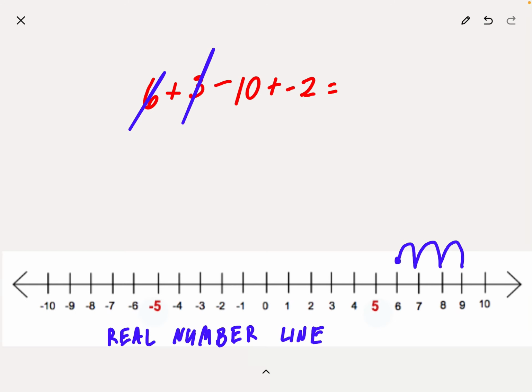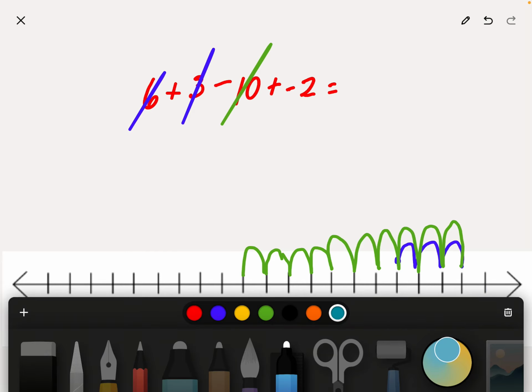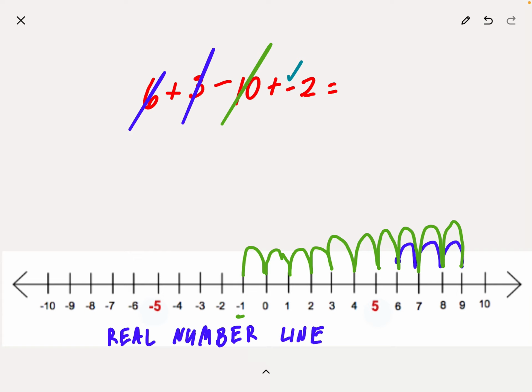Now we got -10. So that means we're going to go to the left 10 times. So we're going to start here. 1, 2, 3, 4, 5, 6, 7, 8, 9, 10. So we're at -1. We can cross that off now. And now we have a plus -2. So because there's a negative there, we're still going to go even more to the left. We're going to go 2 more units. So we're going to start here. We're going to go 1, 2, and we finish at -3. So we cross that off. Our final answer is -3.